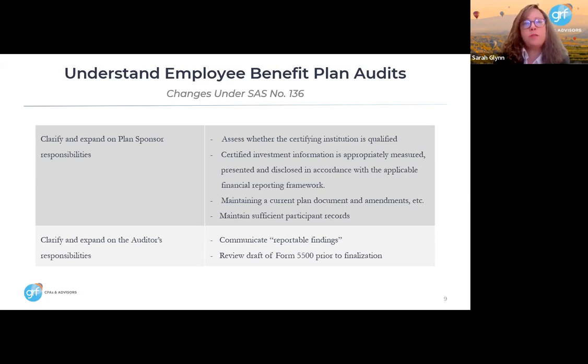Now, the auditor's responsibilities are to communicate reportable findings, and these findings include issues of noncompliance, which could be noncompliance with the plan provisions or with DOL rules and regulations. It could also be indications of deficiencies in internal controls. The auditor is also responsible to obtain and review a draft Form 5500 before dating the auditor's report, which means before the auditor's report goes final, we, the auditors, are required to review the Form 5500 that is complete, and that includes all the forms and schedules that will be filed with that 5500 return.